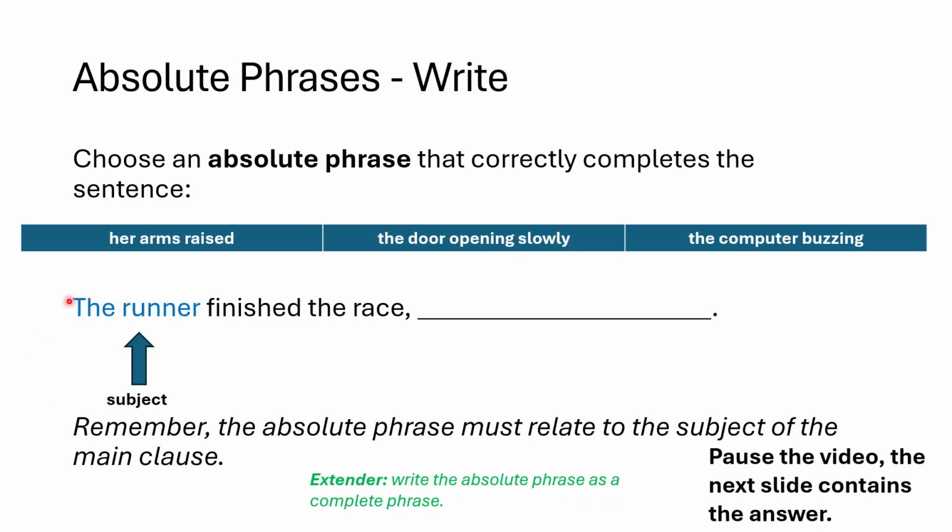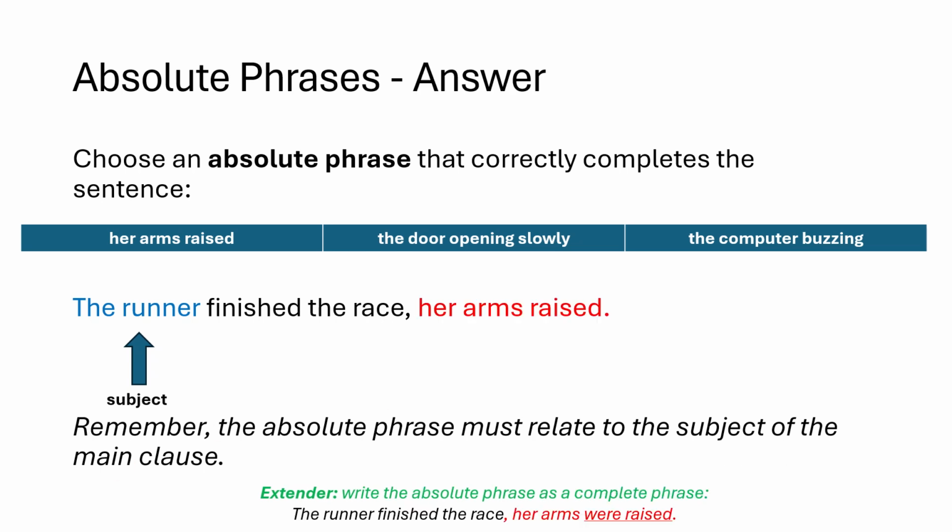The runner finished the race. Her arms raised. The door opening slowly. The computer buzzing. Pause the video. The next slide contains the answer. Check your answer. The runner finished the race. Her arms raised. Here is the answer to the extender. The runner finished the race. Her arms were raised.